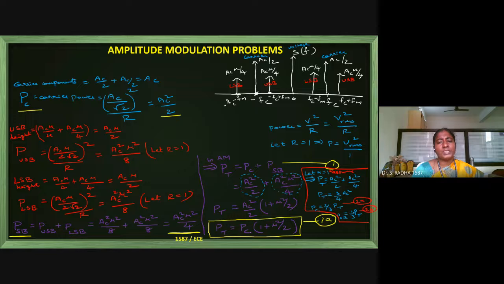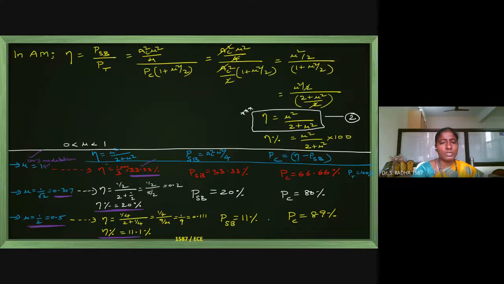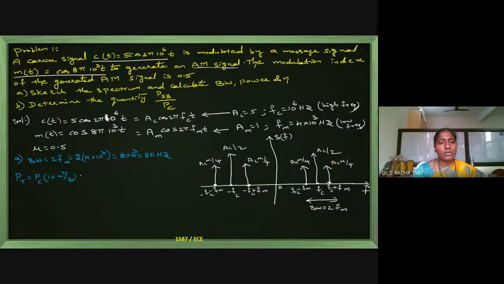Okay. So PT = PC(1 + μ²/2) is the total power formula, and PC = AC²/2 is the formula for carrier power. Then 1 + μ²/2. AC we already identified, the value is 5. AC² means 25/2.